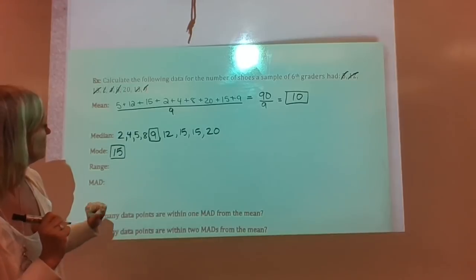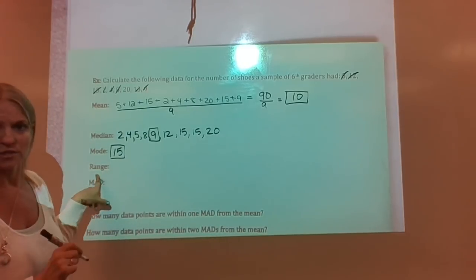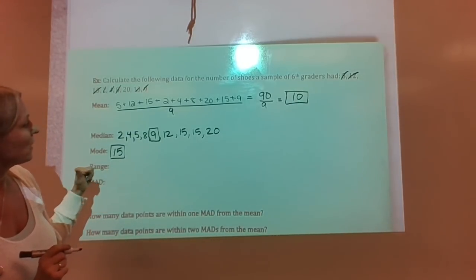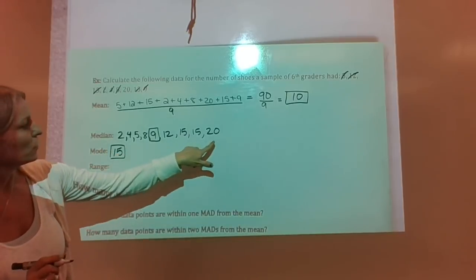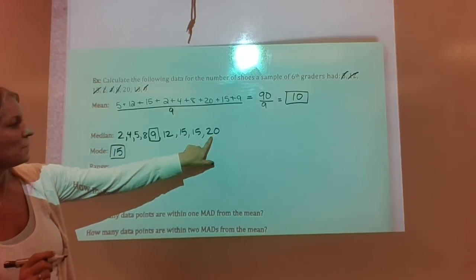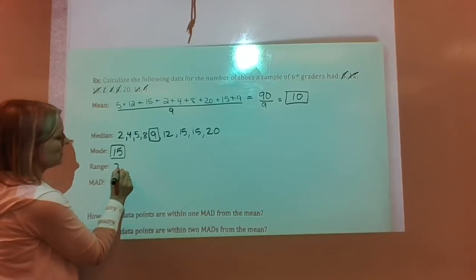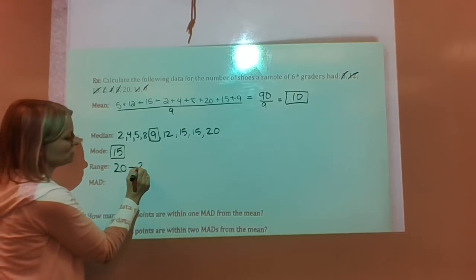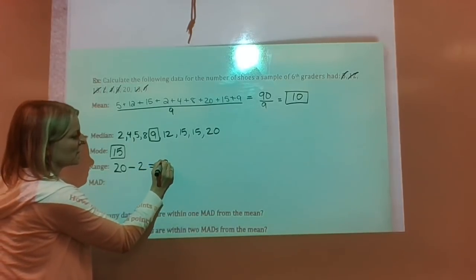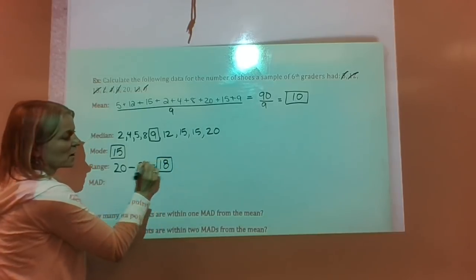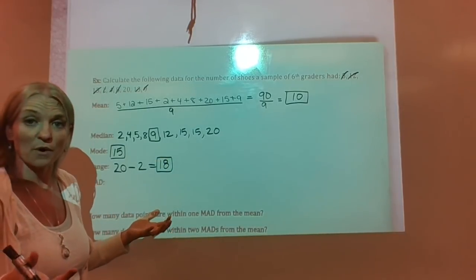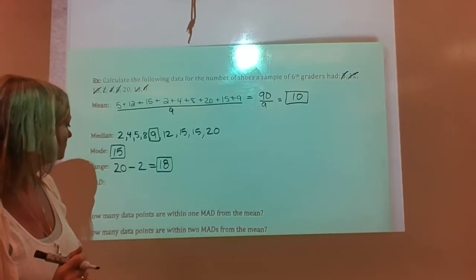All right, so moving along, range. Range is just the biggest number minus the smallest. So again, when they're listed in order, will help us out. So the biggest one is 20, minus the smallest one is 2. 20 minus 2 equals 18. So 18 is my range, meaning my numbers are 18 apart from each other, from the highest to the lowest.